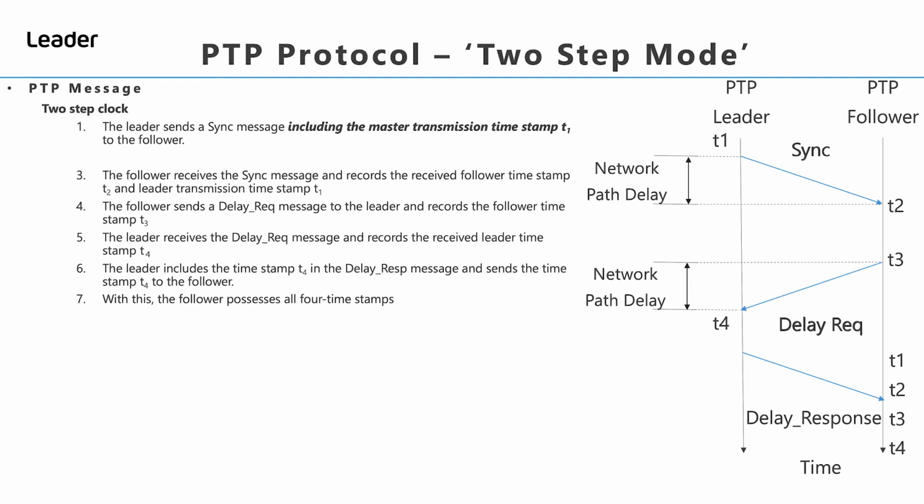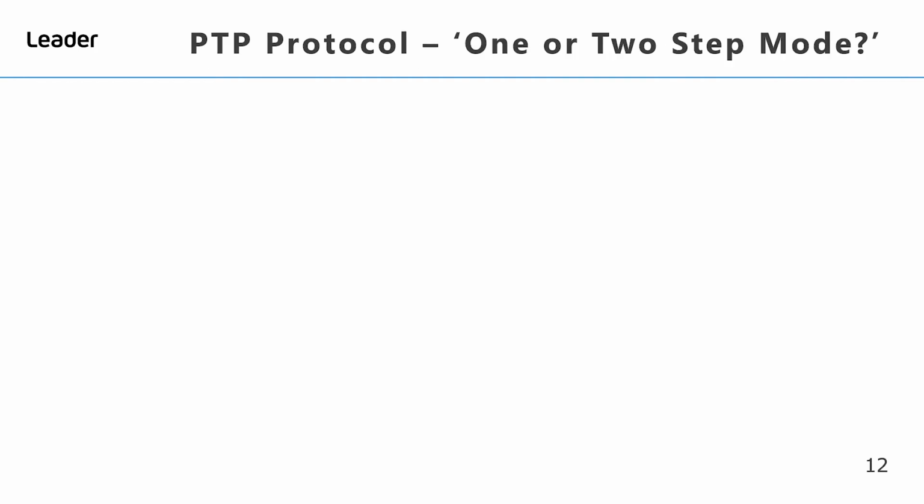The second method is known as the 2-step mode, and this is very similar to the first 1-step mode, the difference being that the leader sends a follow-up message after the sync message. So what are the pros and cons of the one-step or two-step mode?